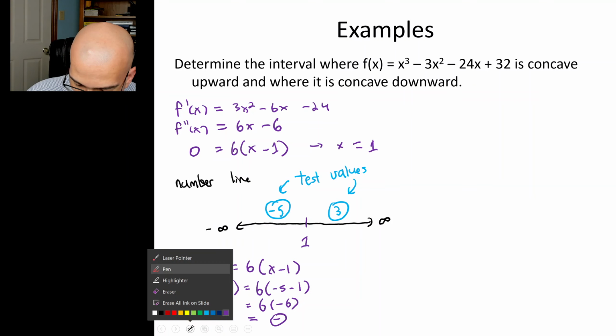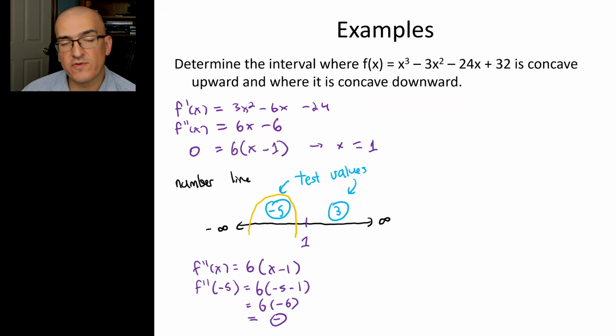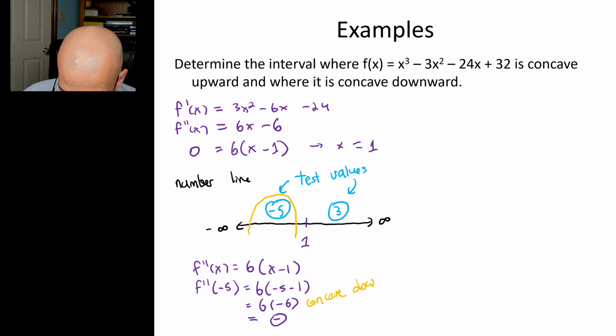Now I'm not going to draw an arrow going down this time, because that means decreasing. I'm going to draw a bowl facing down, because a bowl facing down is the shape of a concave down graph. So concave down on the interval from minus infinity to 1.